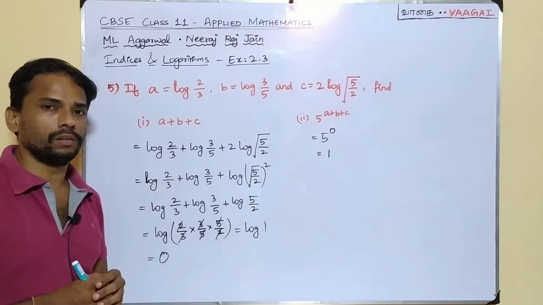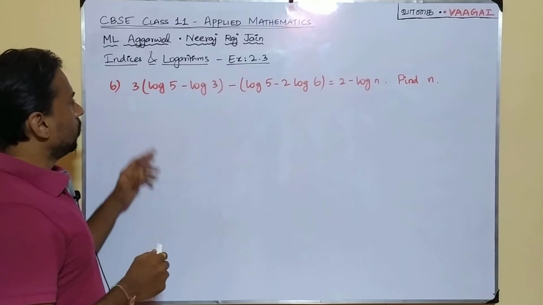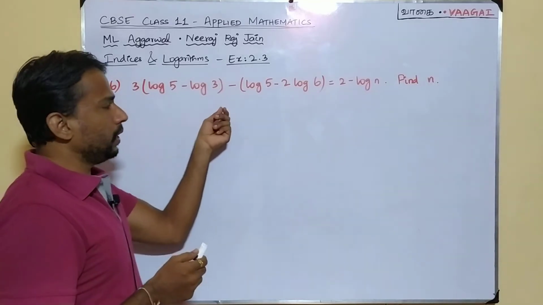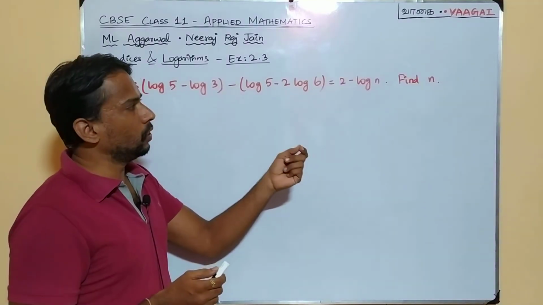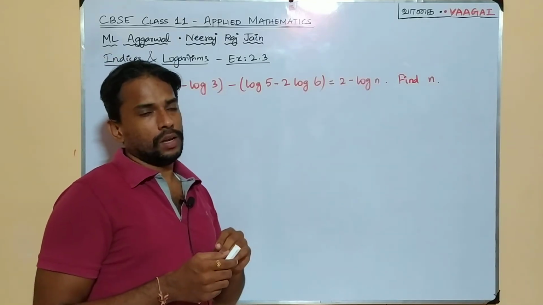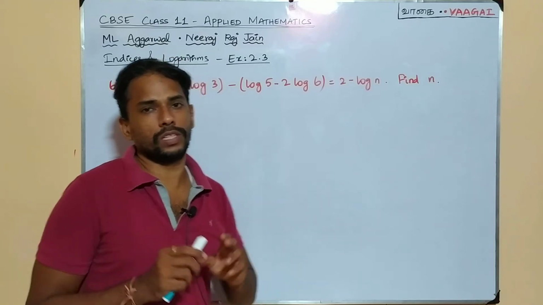Moving to the next question. Coming to question number 6, here we have given 3 times of log 5 minus log 3 minus of log 5 minus 2 log 6 is equal to, right hand side we have 2 minus log n. Then here we need to solve and find the value of n. This is the question, okay?